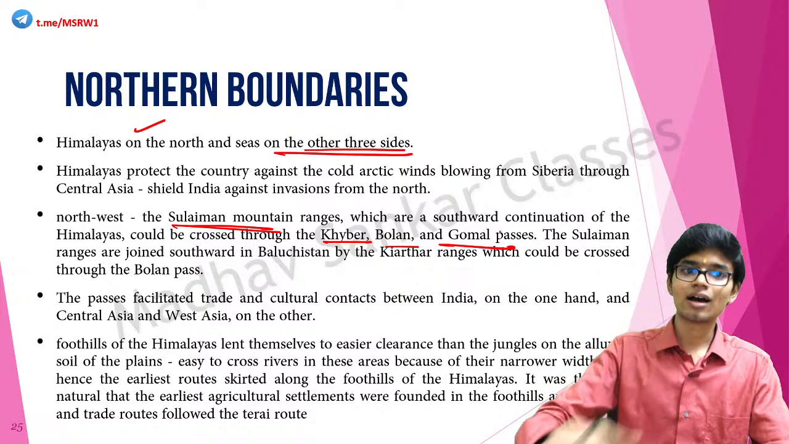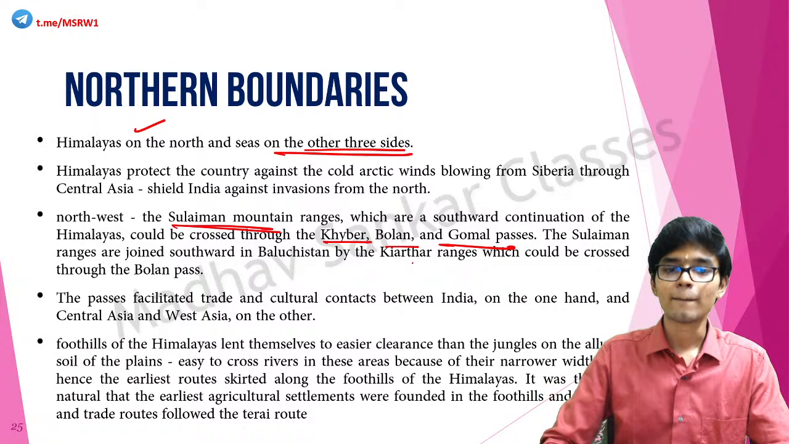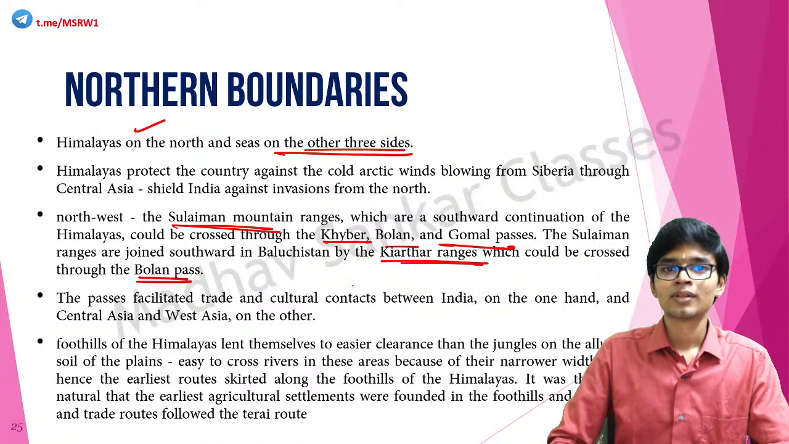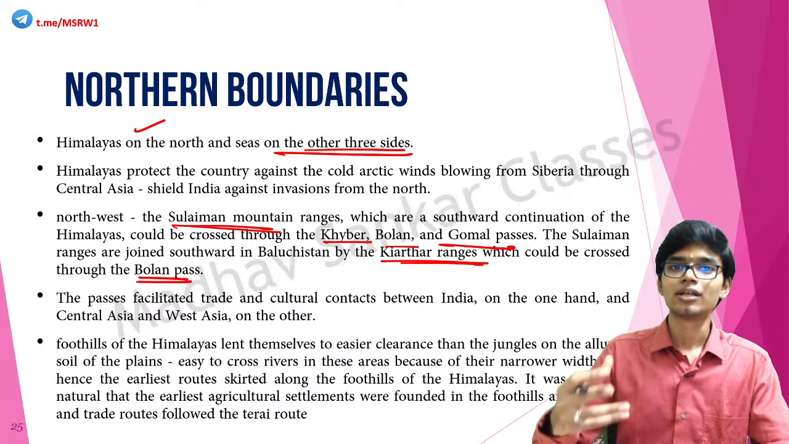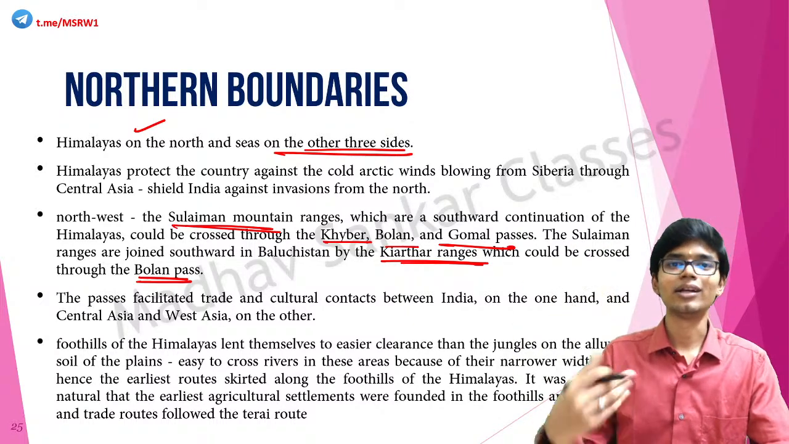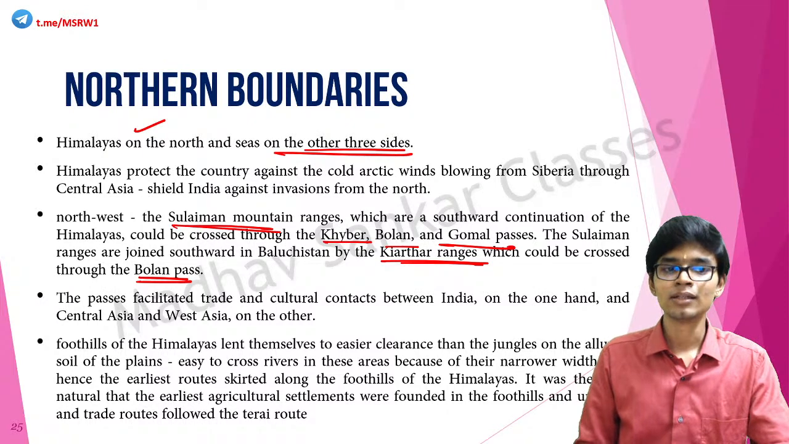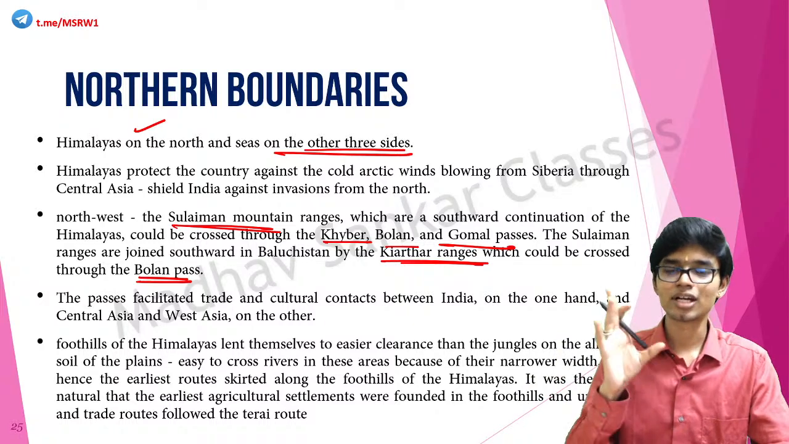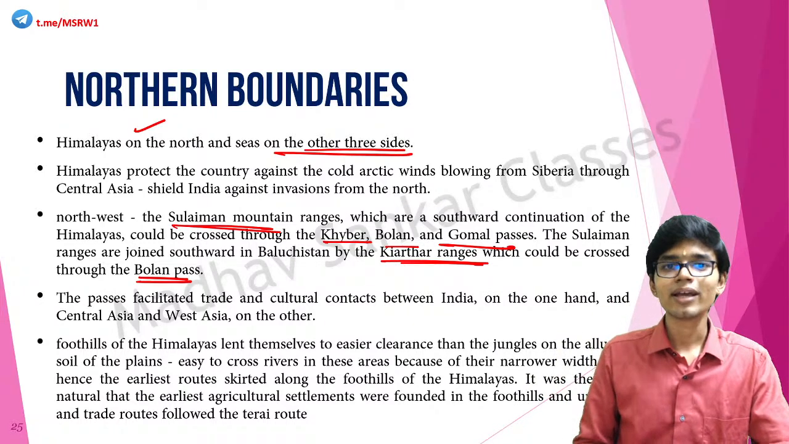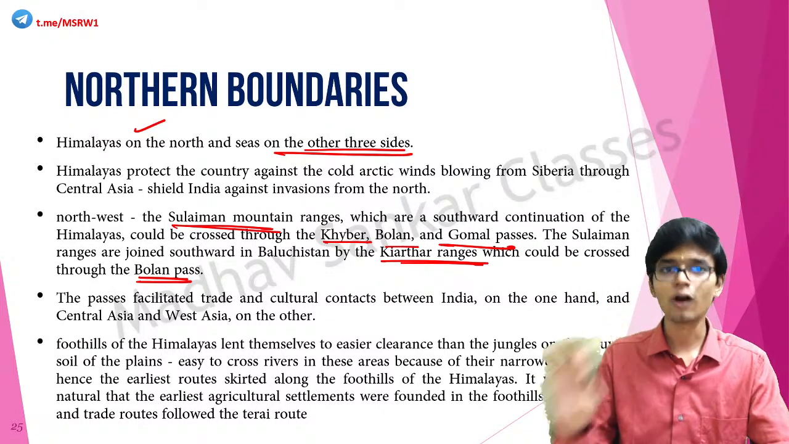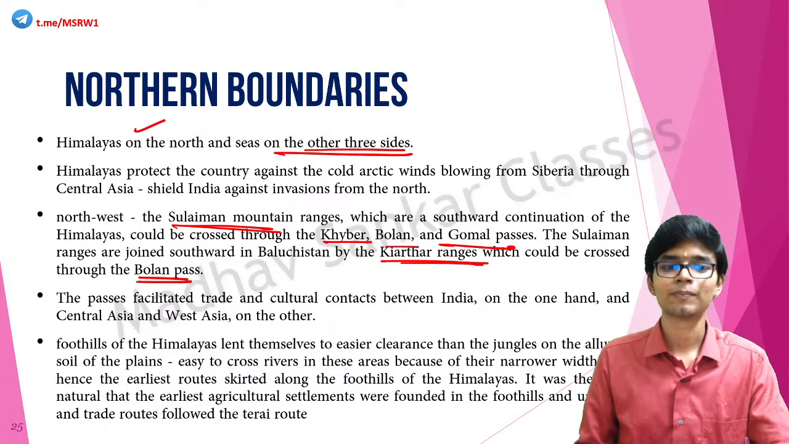The Suleiman ranges are joined in the south, in Balochistan, by the Kirthar ranges, which could be crossed through the Bolan Pass. So these passes helped ancient travelers and invaders to come to India and come in contact with India. These passes were also used to facilitate trade between Central Asia, West Asia and the Indian region. Along with maritime trade, overland trade was also very important. I have spoken about this a lot in the medieval Indian chapters, so I am not going to repeat it.